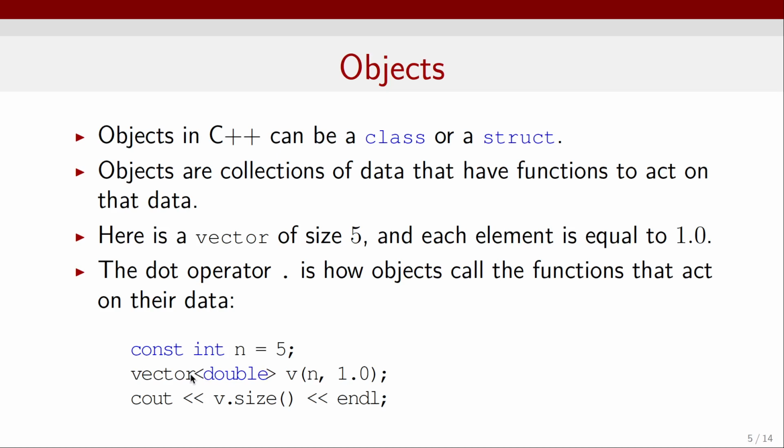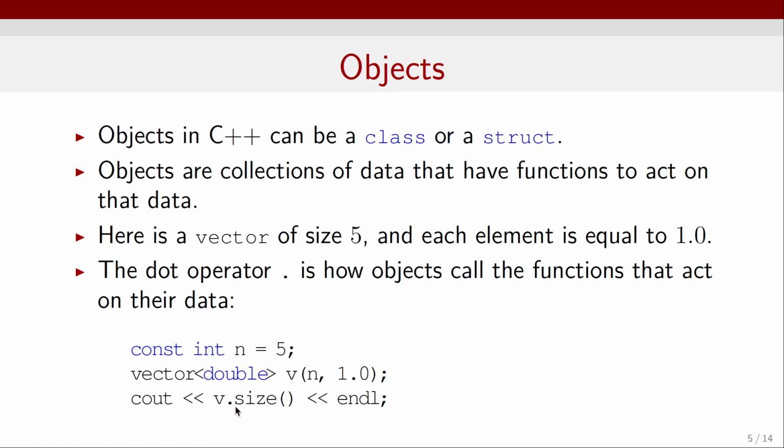Then if I want to ask for the size of this vector, I can use the dot operator. So the dot operator is how objects call the functions that act on their data. So in this case, I'm calling the function size, and it's a function because it has these parentheses. And then if I want to apply this function on the vector v, I can do that using the command v.size. And that command will apply the function size onto the vector v and return the size of the vector, which is 5 in this case.